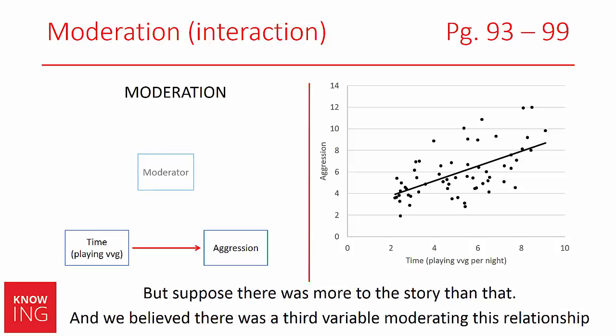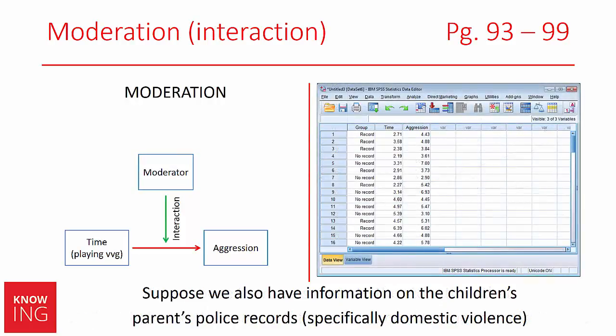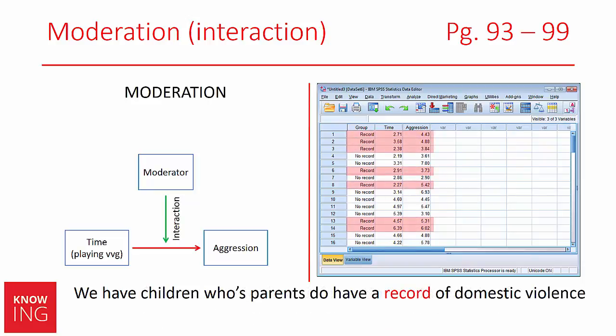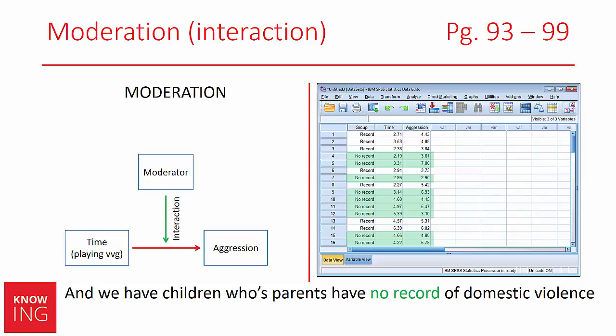But suppose there was more to the story than that, and that we believed a third variable was moderating this particular relationship, which means this third variable is affecting or interacting with how these variables behave. Suppose we have some additional information on the children's parents' police records, specifically relating to domestic violence. So we have some children whose parents do have a record of domestic violence, which I've highlighted in red here. And we have children whose parents do not have any sort of record of domestic violence at home.